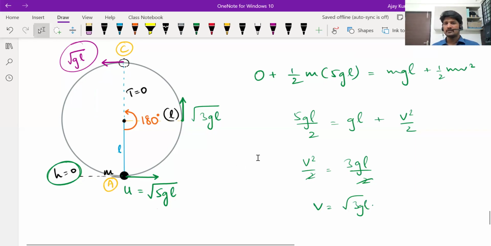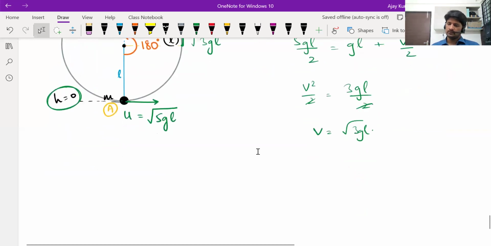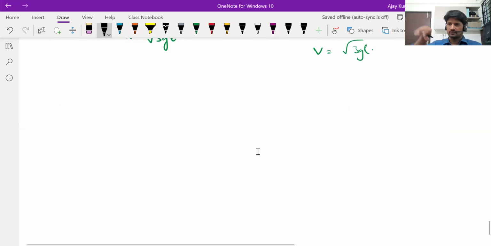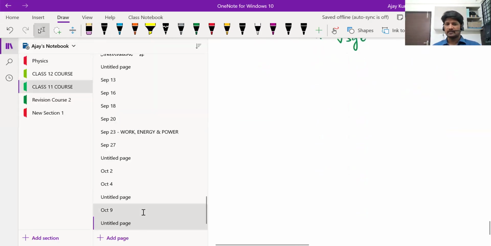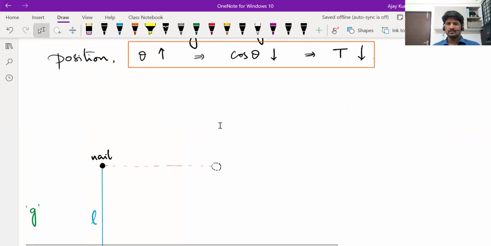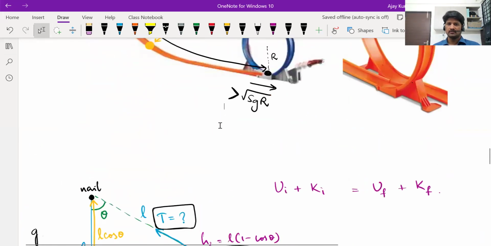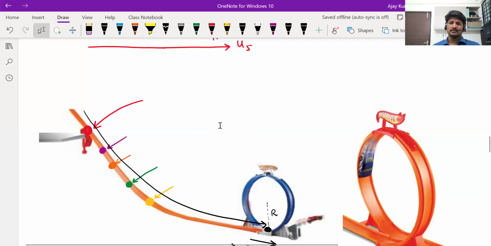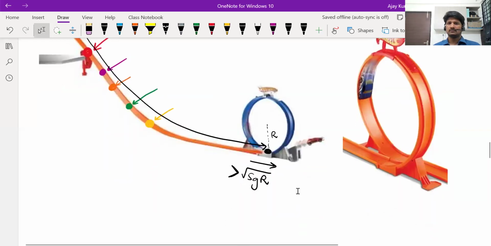Here, we considered an ideal string and a bob attached to it. Instead of string and a bob, you can be given situations like this also, like that Hot Wheels track and a car. Tell me, in the case of track and car, there's no tension. The car is not connected to a string. What force helps the car take the turn then? Normal force, sir. Normal force from the track, correct.